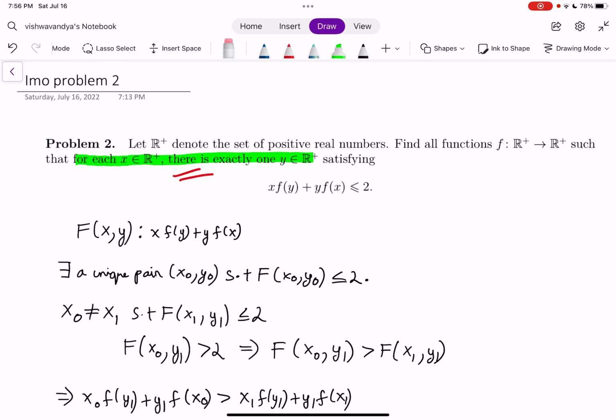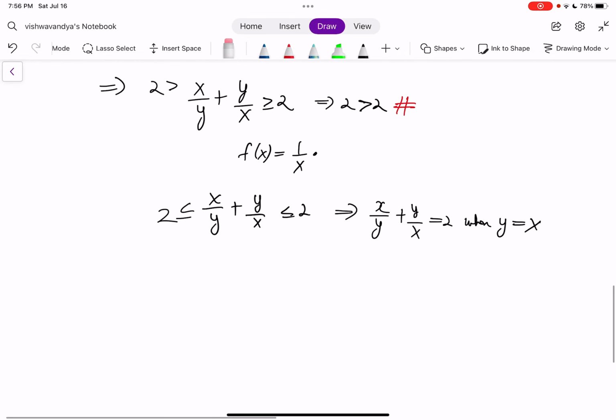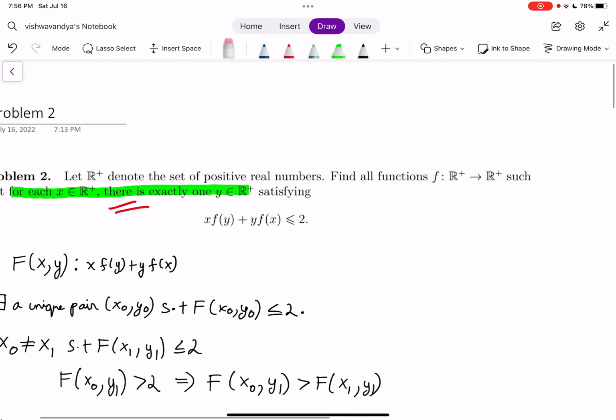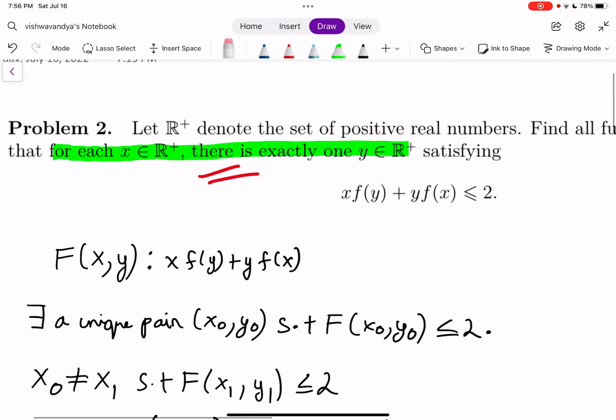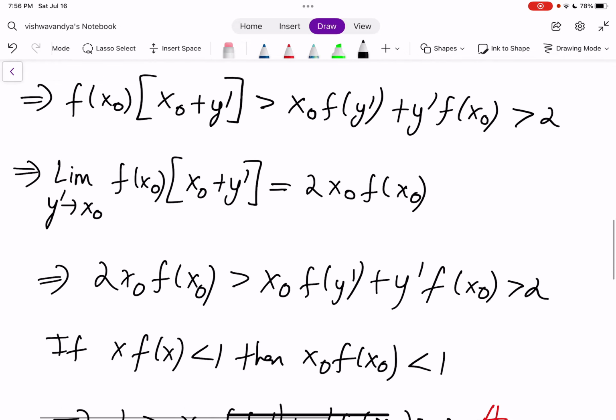And the function satisfying the given original assertion is indeed f of x equal to 1 over x. So that completes the problem. As you can see, the key understanding was this highlighted statement. If you were able to take advantage of and exploit this property as much as you could, then the problem just cracks.